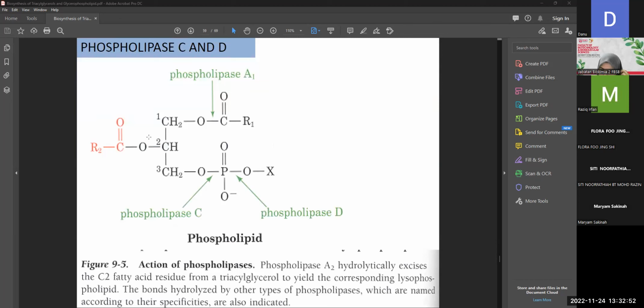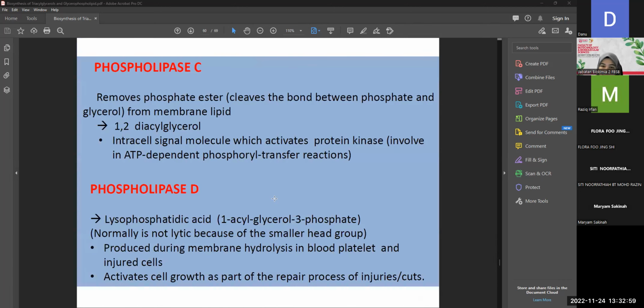For C and D, it depends. For phospholipase C, it removes the phosphate ester. It cleaves the bond between phosphate and glycerol from membrane lipids. So basically, phospholipase C produces 1,2-diacylglycerol.